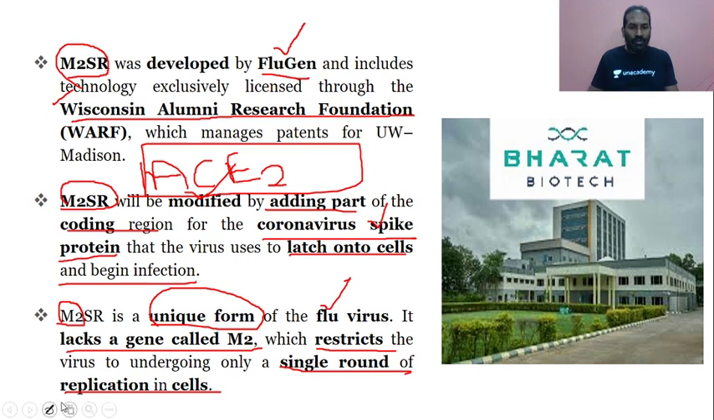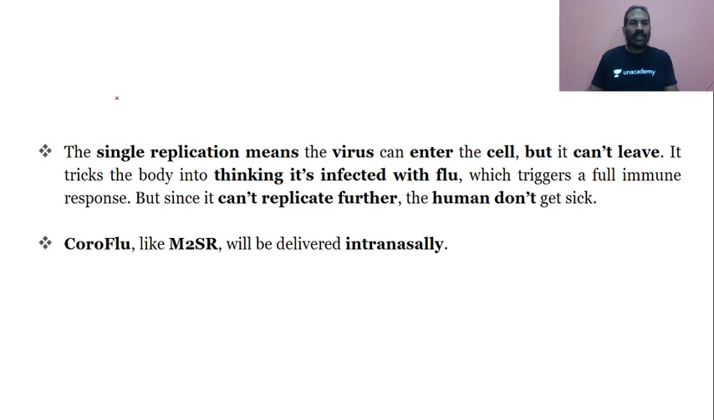So now we will look at what this replication in the cells is. Single replication means the virus can enter the cell. Please do understand it: the virus can enter the cell, but it can't leave. It will enter the cell, but it cannot leave, because once the virus is multiplied through the receptor ACE2, it cannot take the human cell as the host or reservoir, and then it cannot come out of the human being and spread the virus. So here it will enter the cell, but it cannot leave.